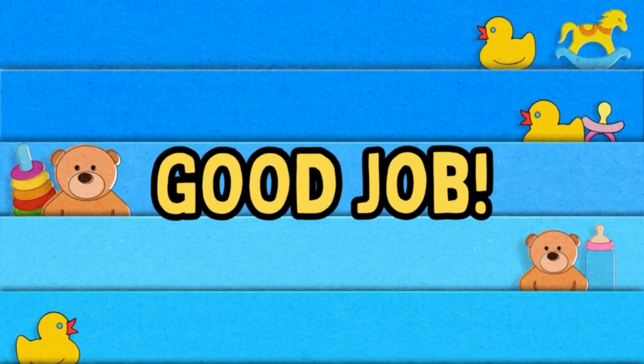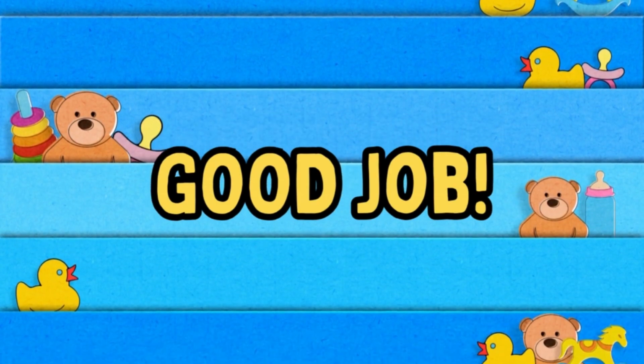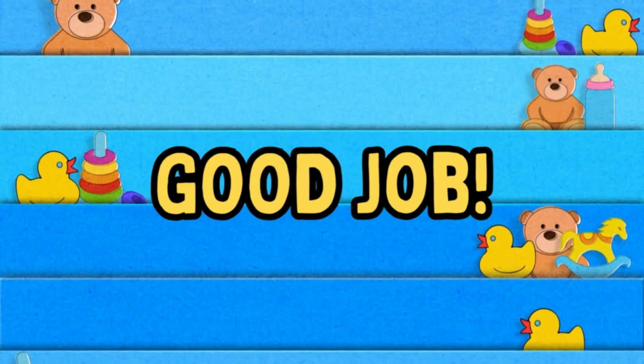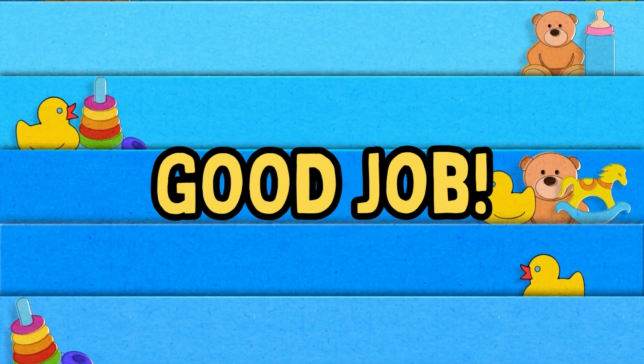You did amazing in our alphabet game. Now, you know how to find the beginning letter of many words. Keep practicing every day, and soon you'll be an alphabet expert.